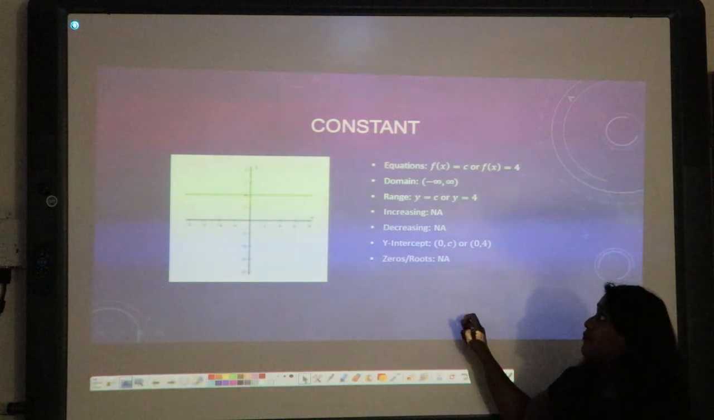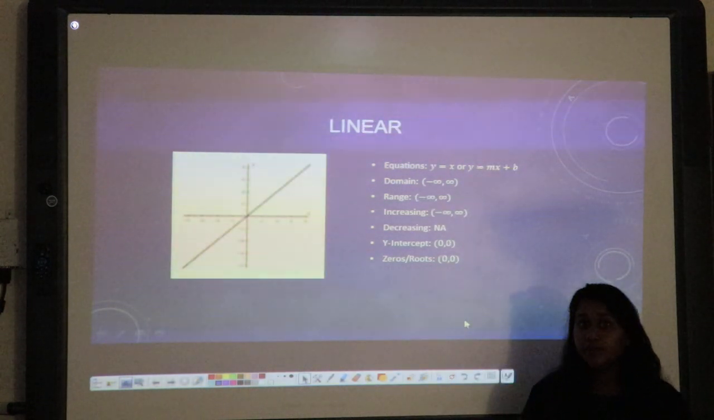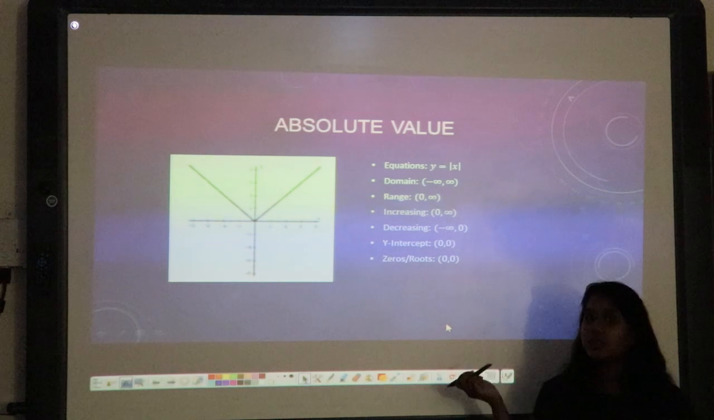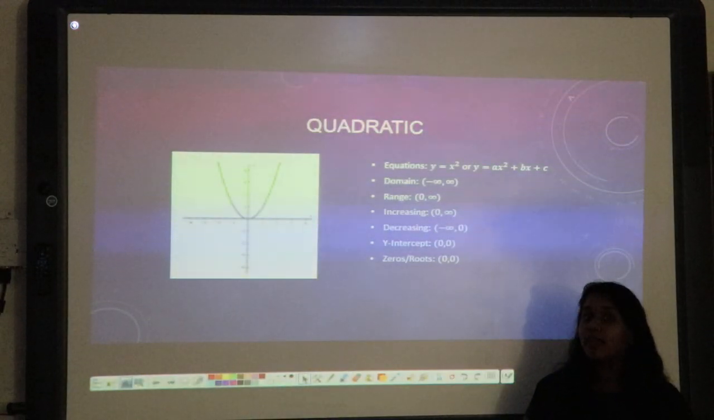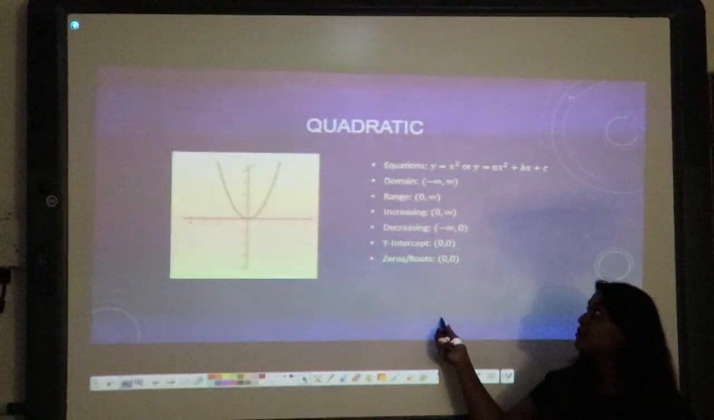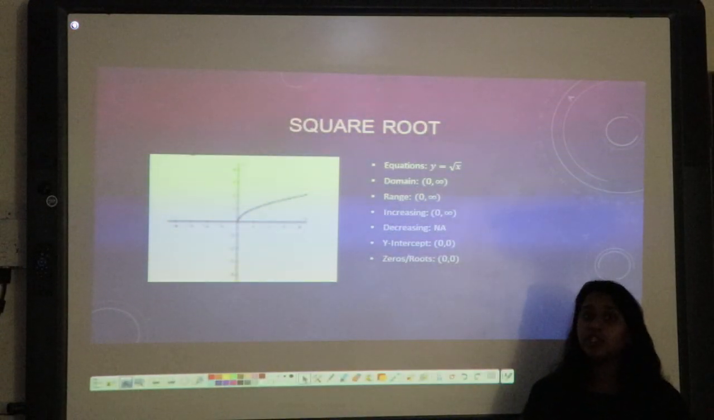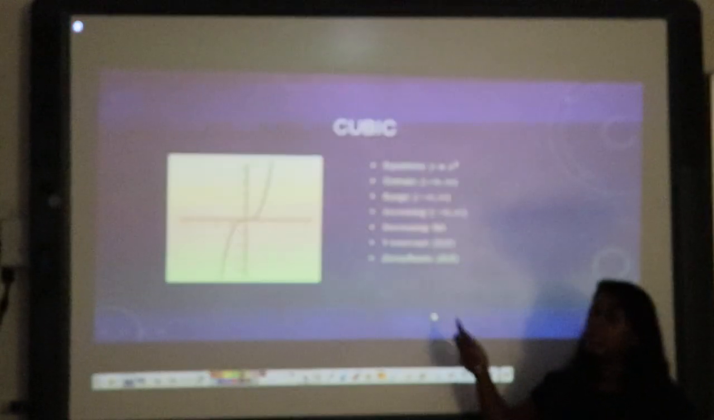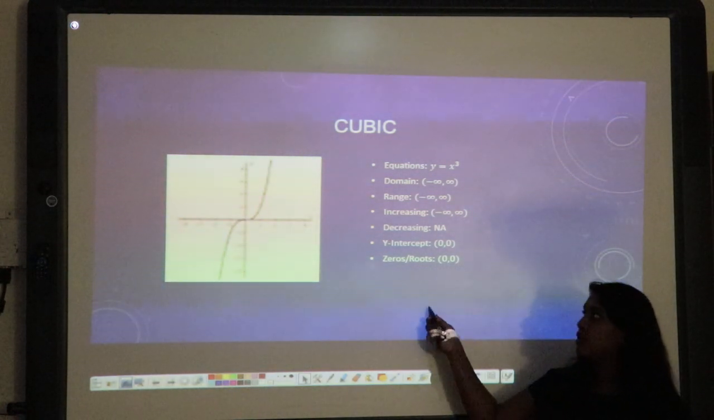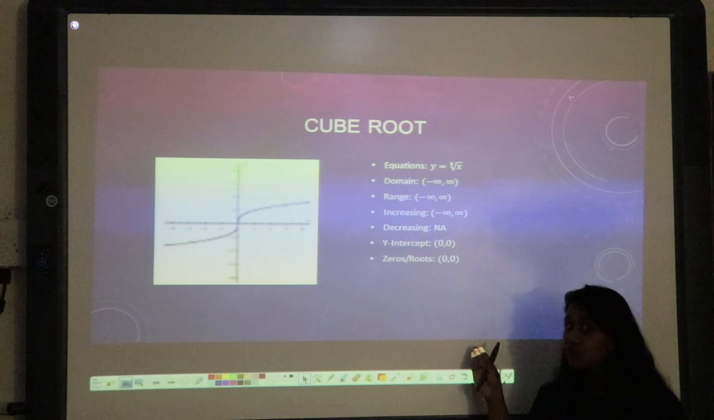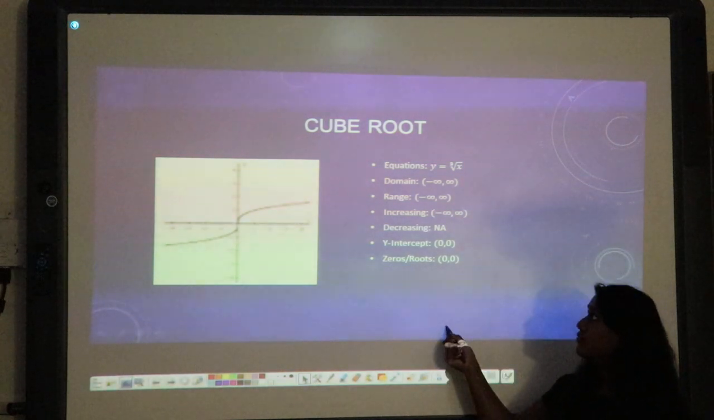So my constant, here's my linear, absolute value, quadratics, the square root function, my cubic function, not to be confused with my cube root function.